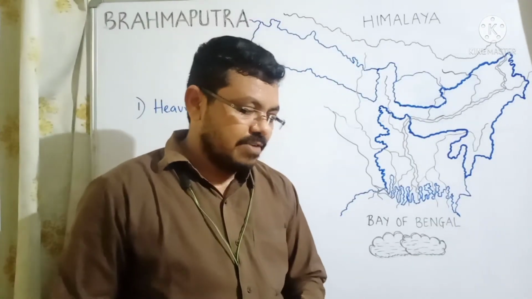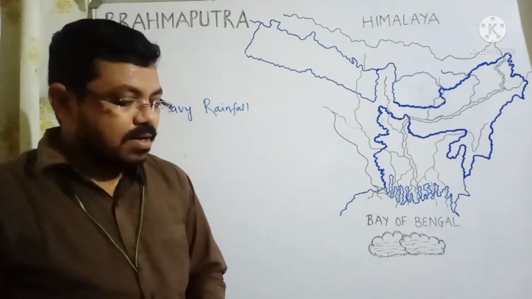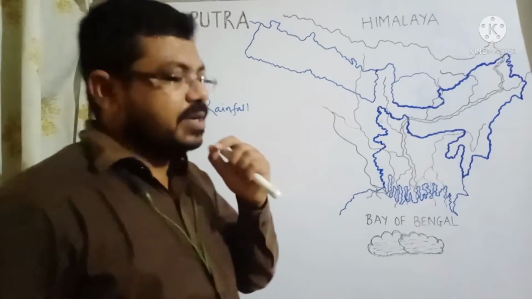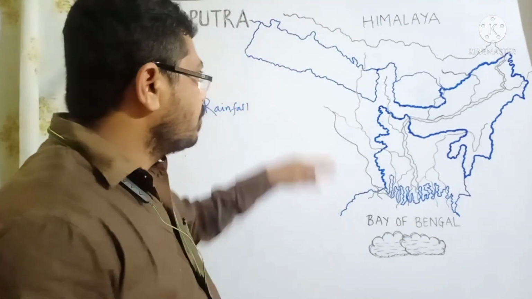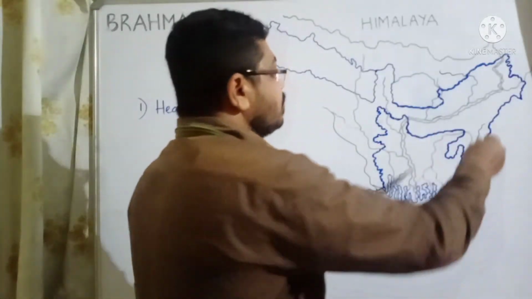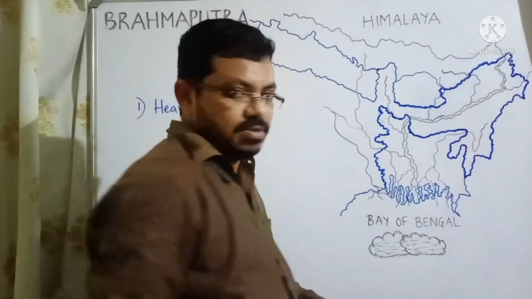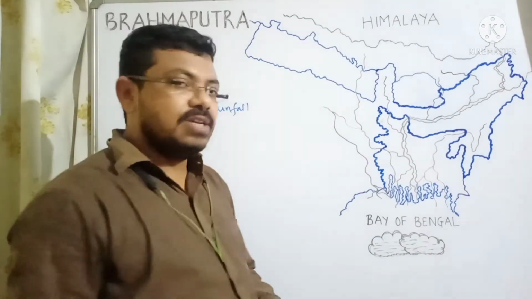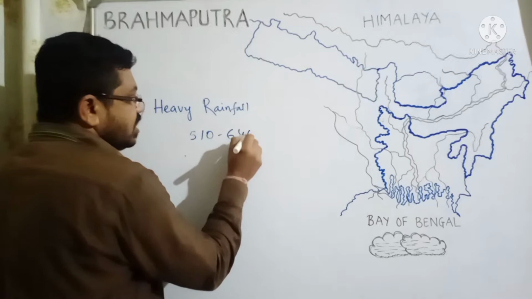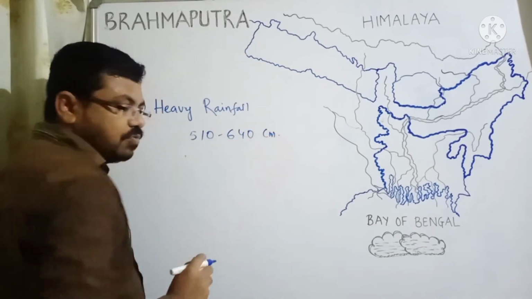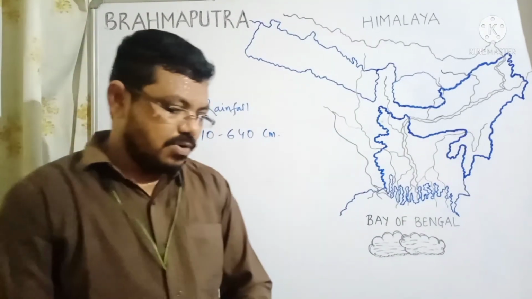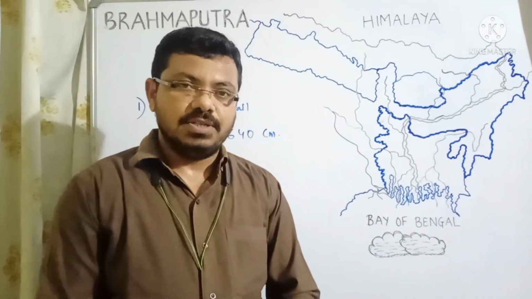Now how much rainfall are they getting? The Brahmaputra river gets water from the Himalayan range and also from the northeastern region. On an average, it receives 510 to 640 centimeters of rainfall, 510 to 640 centimeters in the Arunachal Pradesh region.